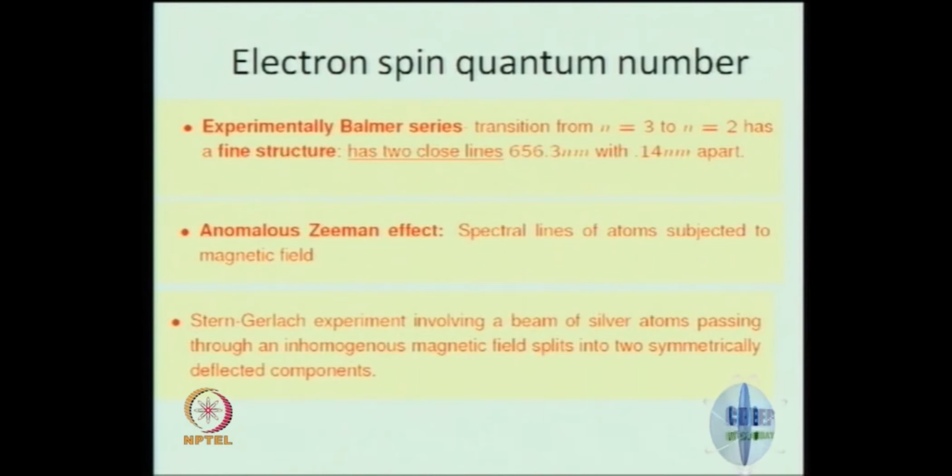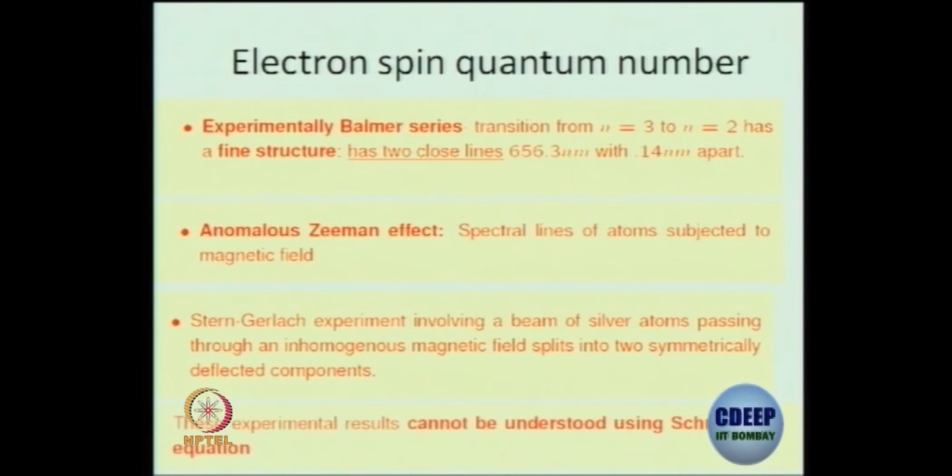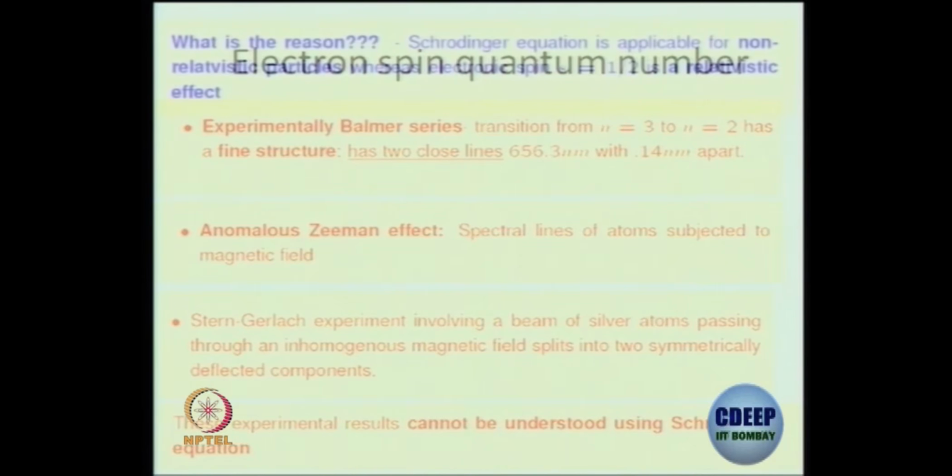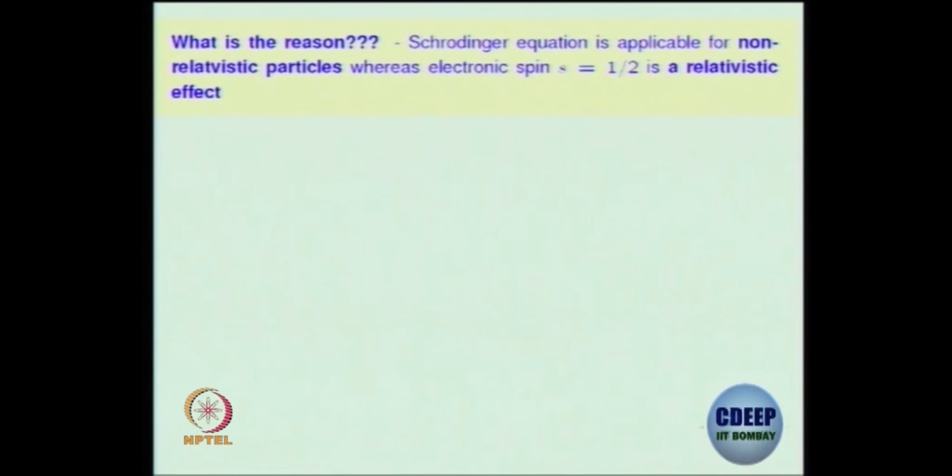And the other convincing thing is the Stern-Gerlach experiment, which involves a beam of silver atoms which are produced, taken to be almost at L equal to 0, and made to go through an inhomogeneous magnetic field, and they see two beams coming out. So these experimental results cannot be understood using the Schrodinger equation. What is the reason? This I have already said. The Schrodinger equation is applicable for non-relativistic particles, whereas electron spin is a relativistic effect.